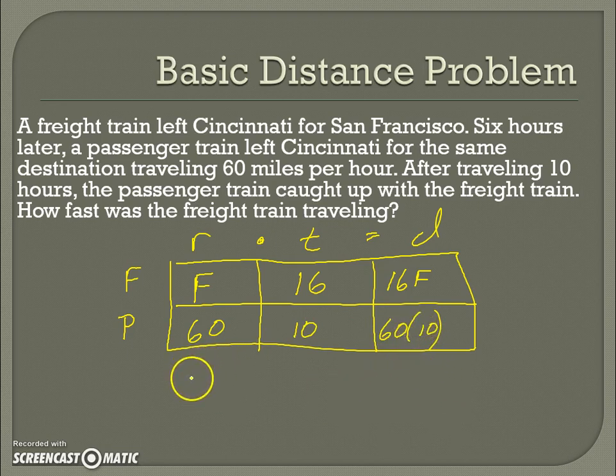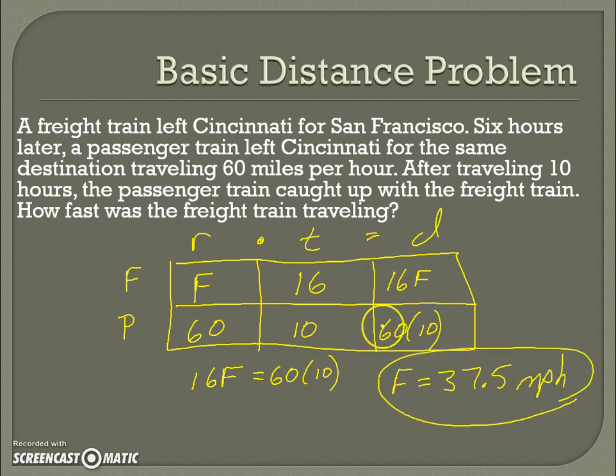And all I want to do on this one, which is a little bit simpler to set up than the ones we were just looking at, is I want to know when the distances are the same, because it caught up to it. When it caught up to it, the distances were the same. So I get an equation like this that's pretty straightforward that I'm trying to solve. So I'm not going to go through this pretty simple equation. You should get it. You end up finding out that the freight train was going 37.5 miles per hour. And that's by setting the distances equal to each other.